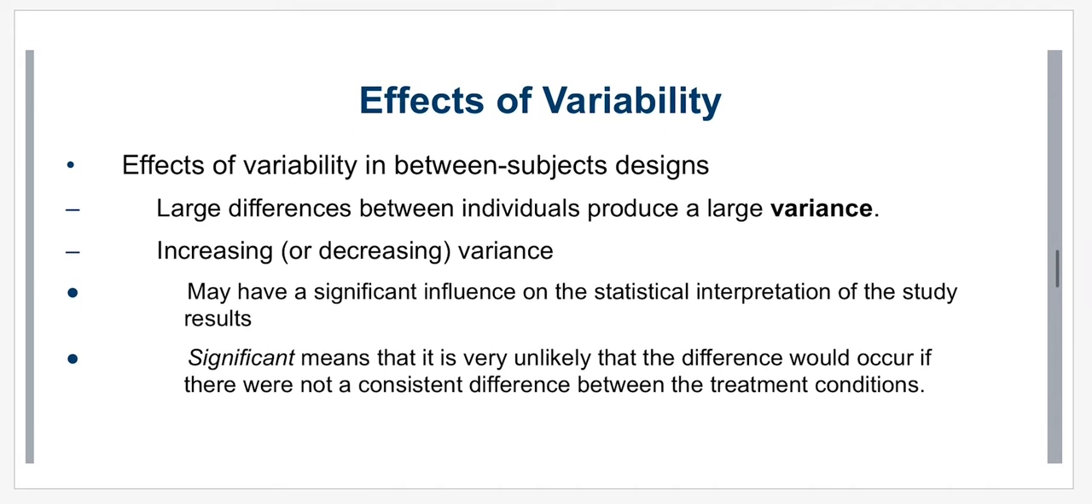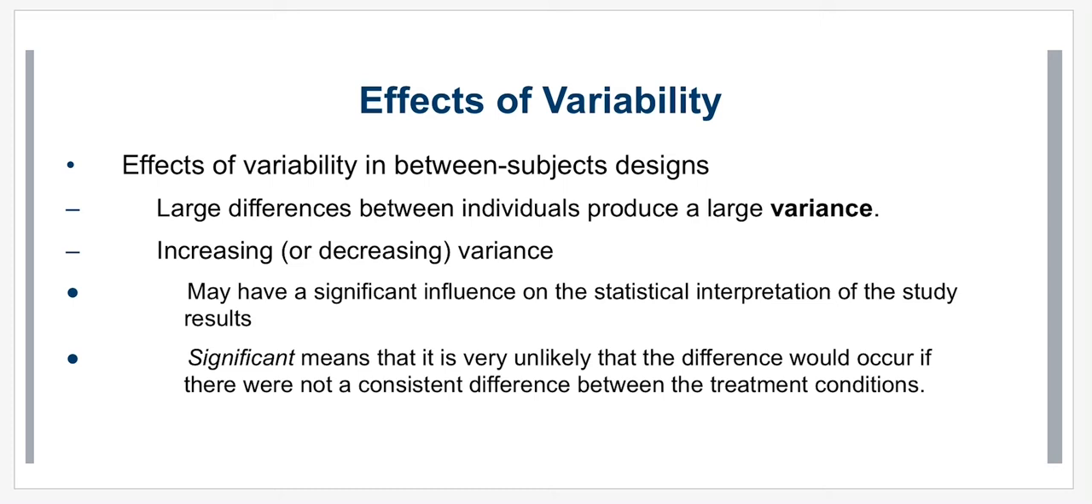So, the effects of variability in between subjects design. Large differences between individuals produce a large variance. Variance may be a term you're familiar with in general terms, but in the scientific field and statistics, you may not know what it means. It is the size of the differences between all of the scores.